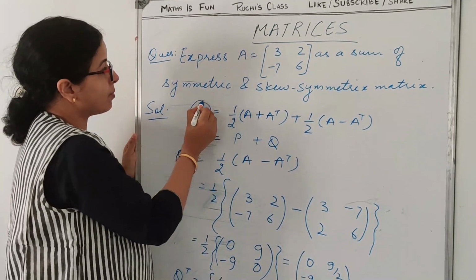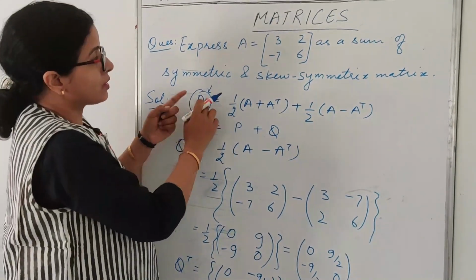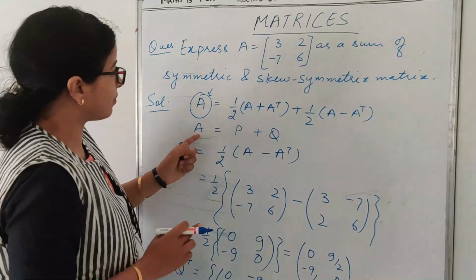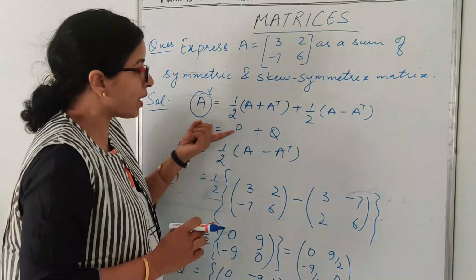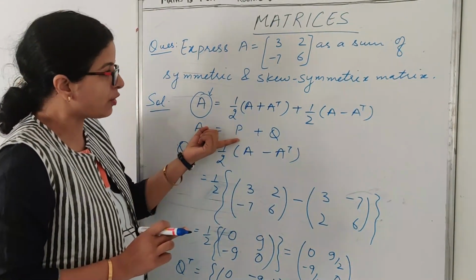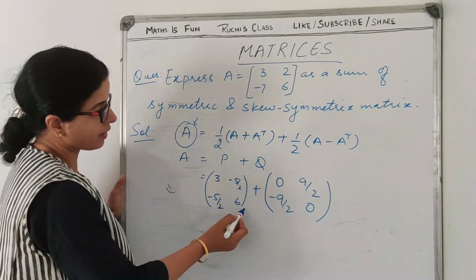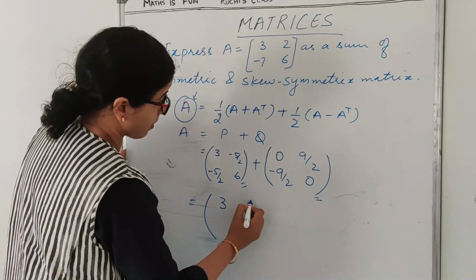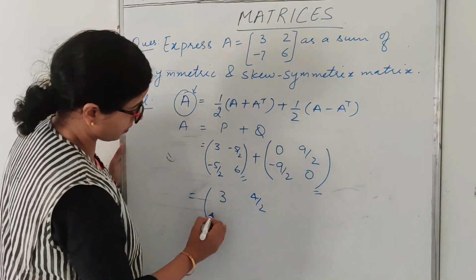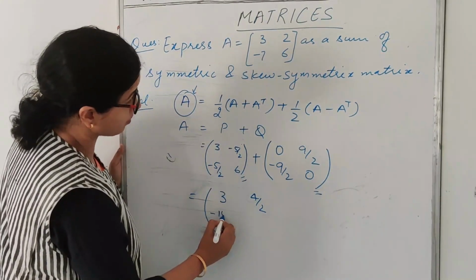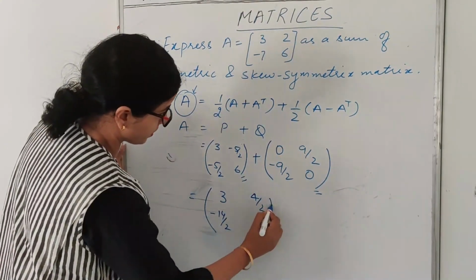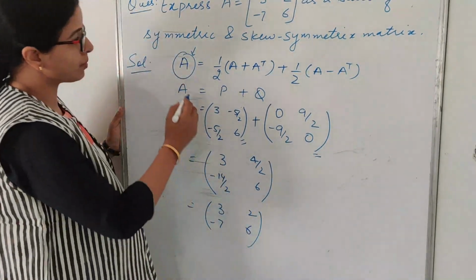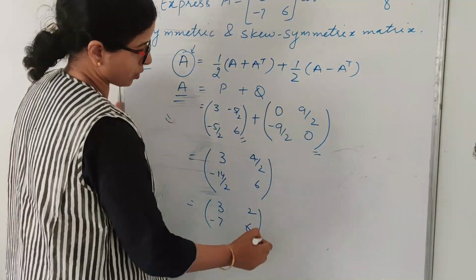So basically I am able to prove that A is a matrix which can be expressed as a sum of symmetric and skew symmetric. So now I will check whether after adding P plus Q, I am getting A or not. So I will substitute the value of P and Q. This is my value of P, this is my value of Q. Add these. So what you are getting, 3, this will become 4 by 2, this will become minus 14 by 2, and this becomes 6. So now it is 3, 2, minus 7, 6. So I am able to express A as a sum of symmetric and skew symmetric matrix.